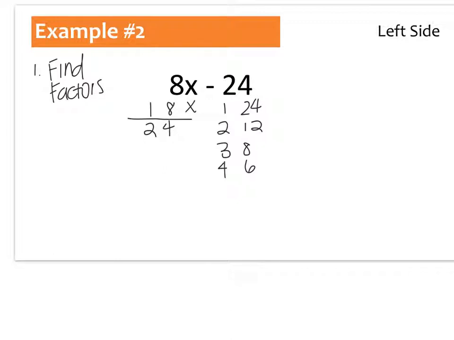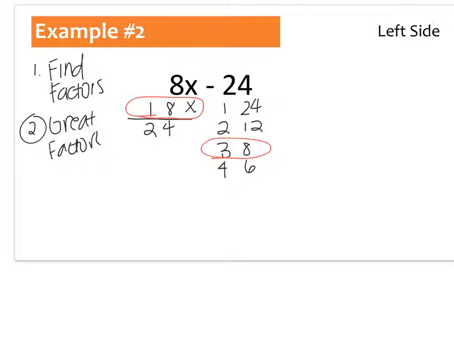That's about it for now, right? So I'm going to look at the one that they have the greatest in common, the greatest factor that they have in common. For me, the greatest factor, well, they both have 4, but that's not the greatest one. The greatest one is 8, right? This right here, 1, 8 and x, and then I'm going to do 3 and 8. That's the one that they have in common.